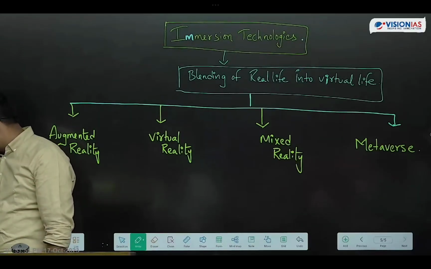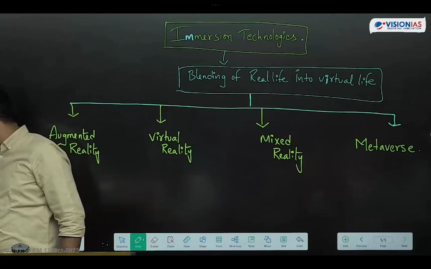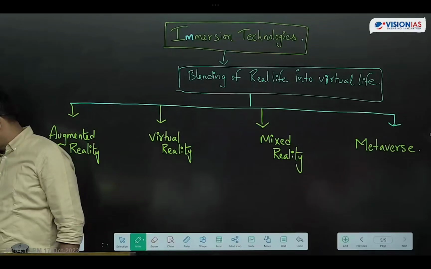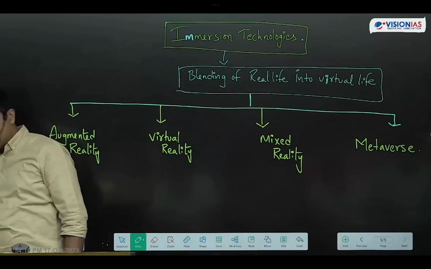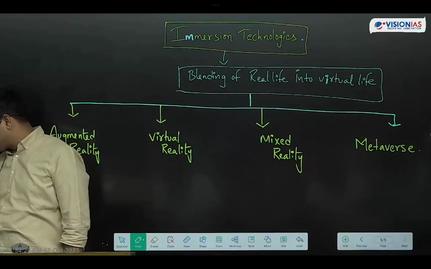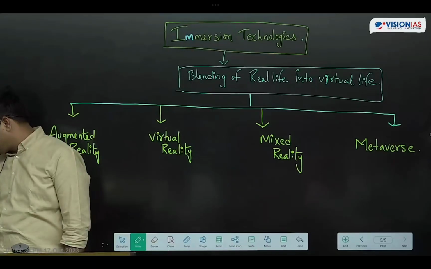Next one: metaverse and internet will differ in the following ways. What does that mean? First, the internet doesn't respond to commands, but the metaverse responds to commands.